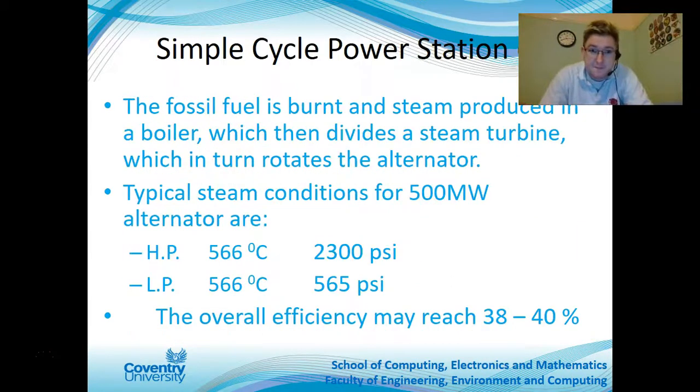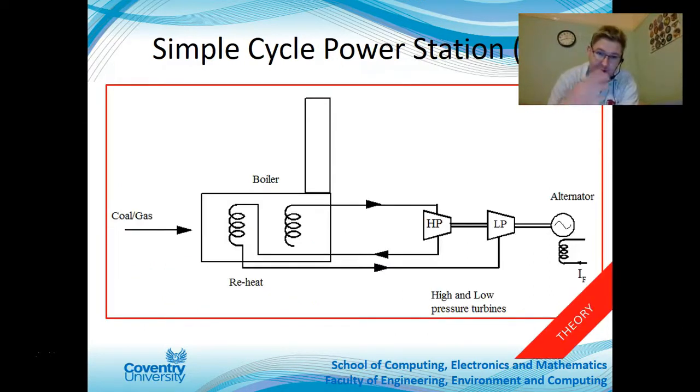Okay, so a simple cycle station runs at about 566 degrees C, typical conditions for a 500 megawatt station. You've got the high pressure system, which is 2,300 psi, or pounds per square inch, and the low pressure system, which is at 565 pounds per square inch, and again, an efficiency of about 38 to 40%.